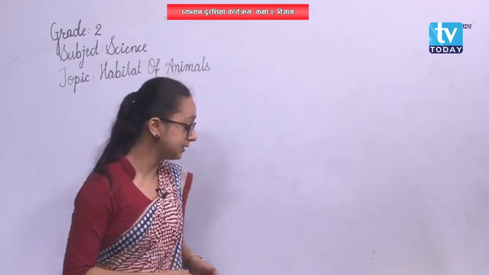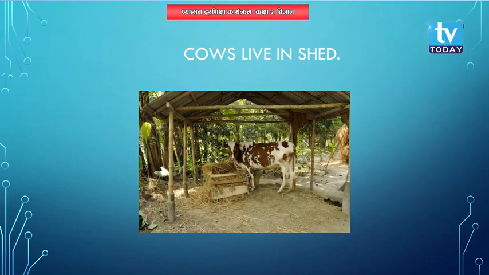Okay, let's move on. Here is the first picture for you. Can you see what is in the picture? A cow is there, right? Then where is it? It is in its home. The home of the cow is called shed. What is it called? Shed. Remember the terms, okay? Cow lives in shed.